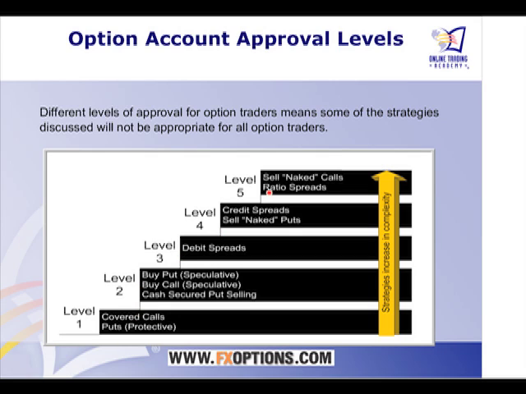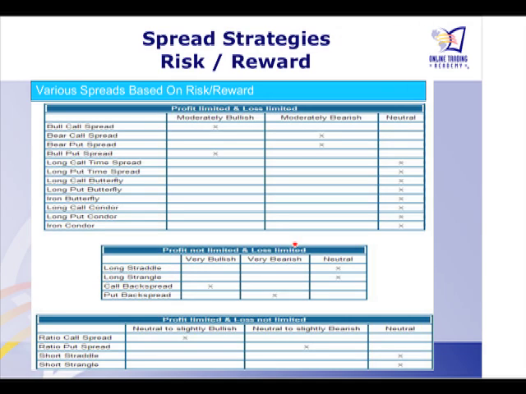Also, make sure you check your level of approval, because if you're just a level 1 or a level 2, you can trade certain strategies. If you're level 3, 4, or 5, you could take advantage of other strategies. So use a chart like this, and then combine that with your level of approval.